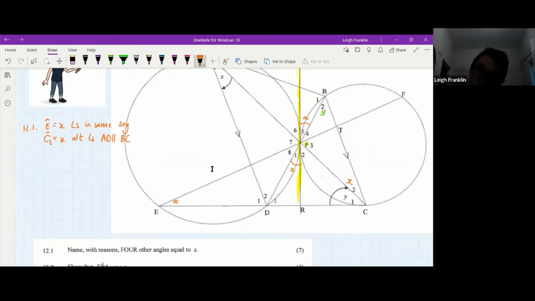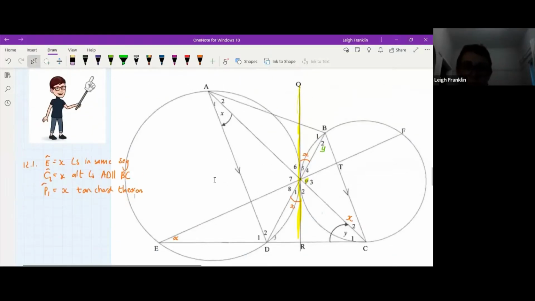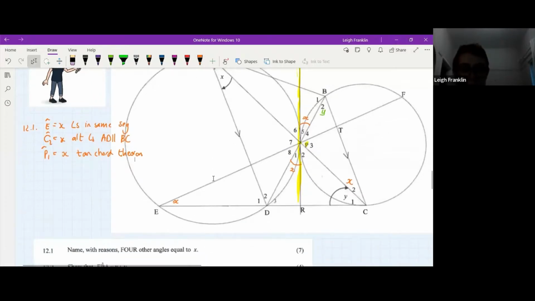Okay, and now we can go back and say that P1 is equal to X, because of the tan chord theorem. In other words, because DAC was equal to X, P1 is equal to X. And now we can say P5 is equal to X, either by the tan chord theorem, or we could say vertically opposite angles. It doesn't matter. Okay, vertically opposite angles.